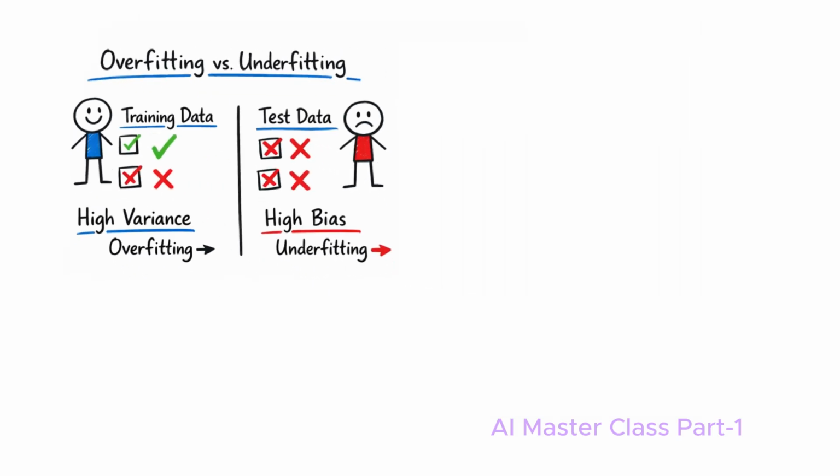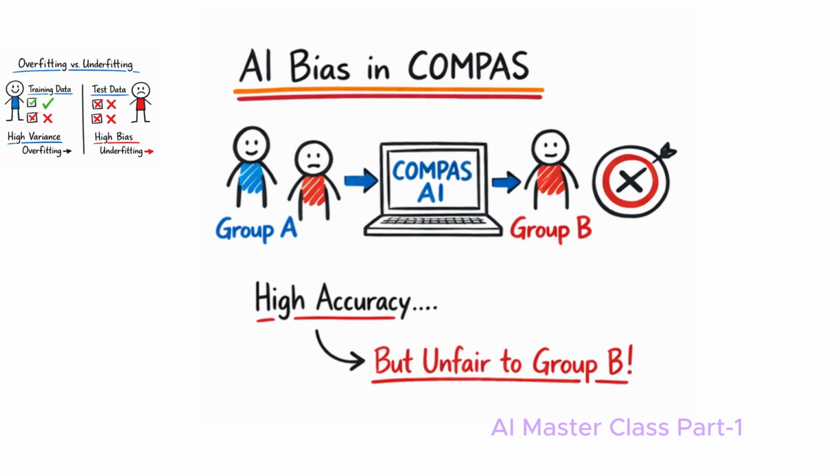The model behind the Compass AI system had a different problem. It performed consistently, but consistently wrong for one group. That is the danger of bias hiding behind high accuracy.